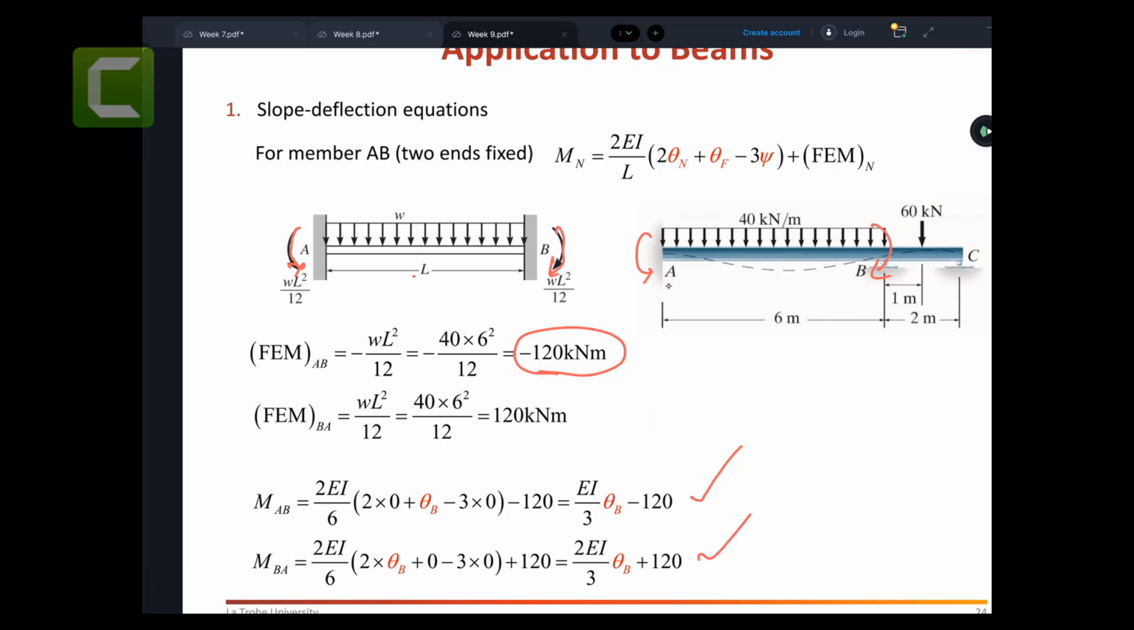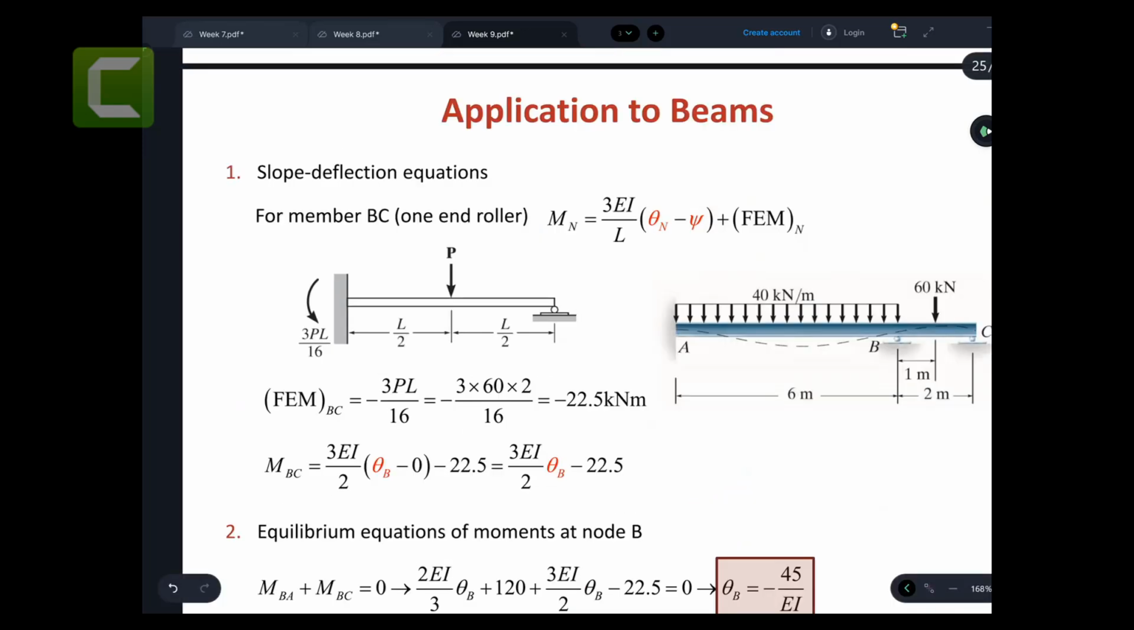By the way, theta A equals 0, theta B we need to calculate, and theta C we don't need to calculate. So theta B we need to calculate, and theta A equals 0. So whenever you see theta A, you put 0 and keep theta B. Simple.